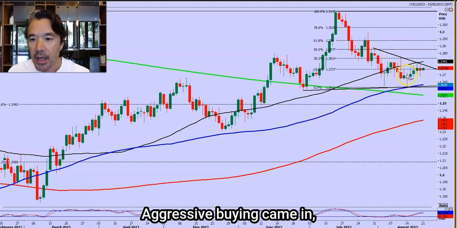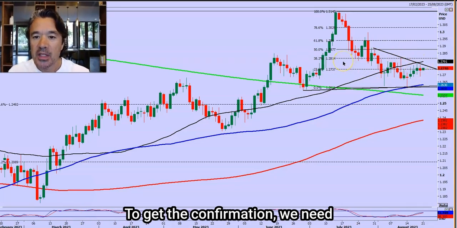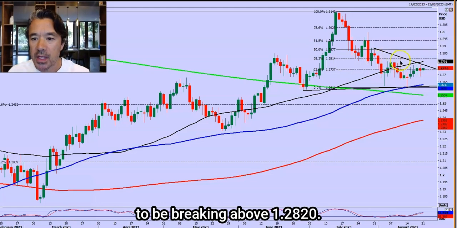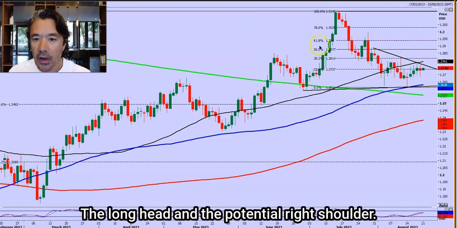Aggressive buying came in, leaving that long lower wick. I could argue that it's a potential double bottom. To get the confirmation, we need to be breaking above 128.20. What is exciting for me is the left shoulder, the long head, and the potential right shoulder.